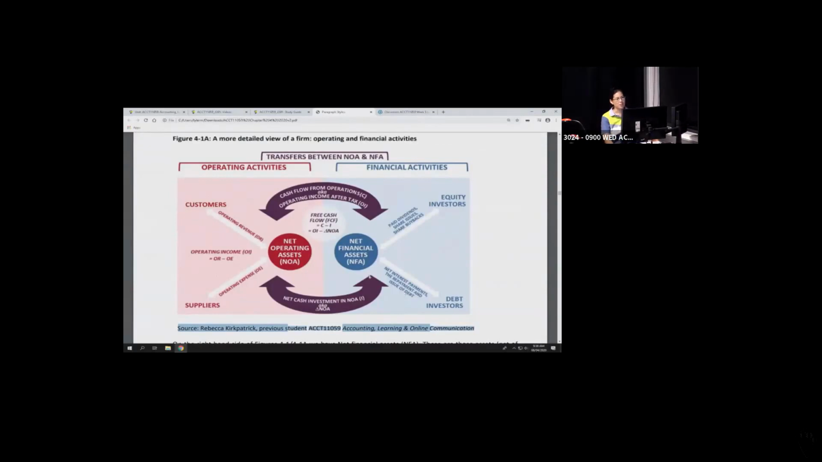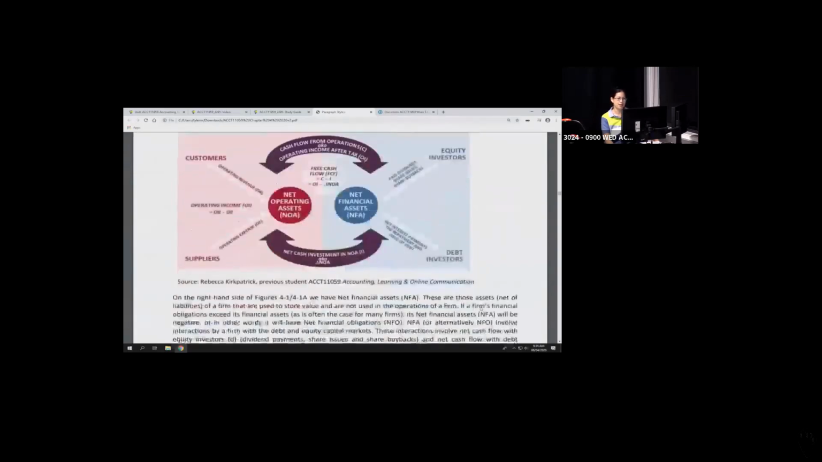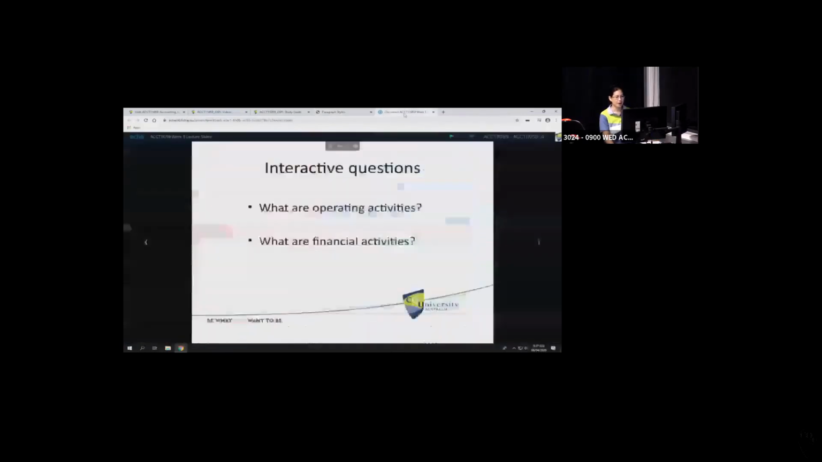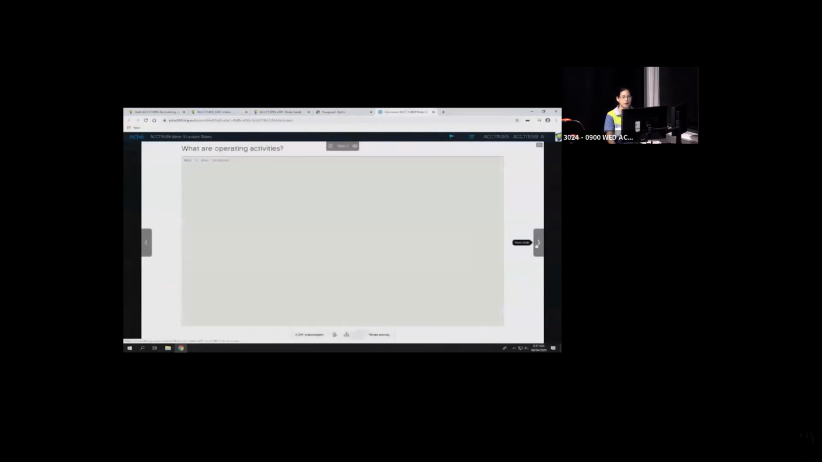So chapter 4 really has to be, you must read it. There is no way out from reading it. Start with chapter 4. Okay, that is your basis for restating. All right, enough from that so far. So that's your operating and financial activities, and you will need to know those.